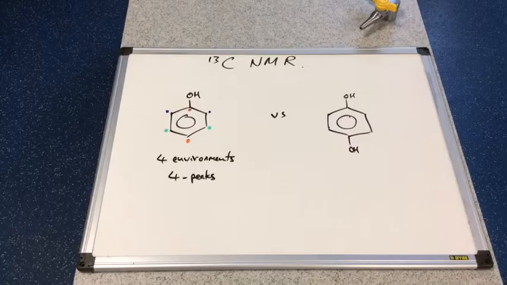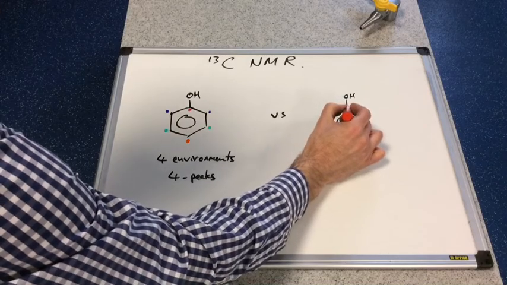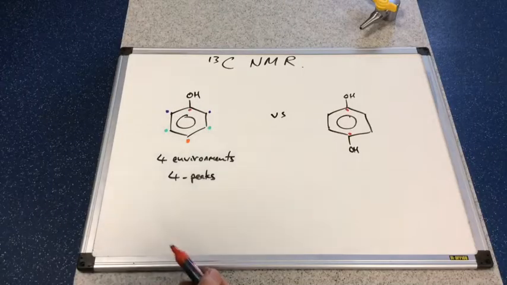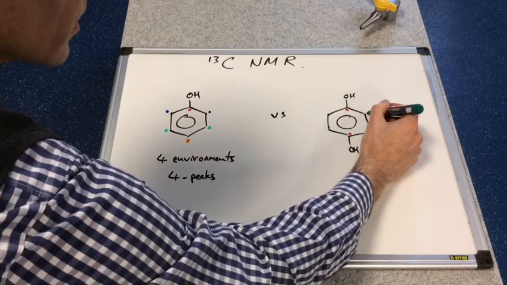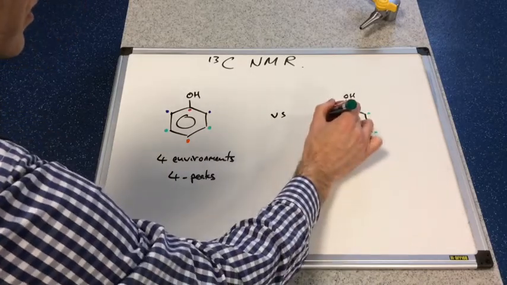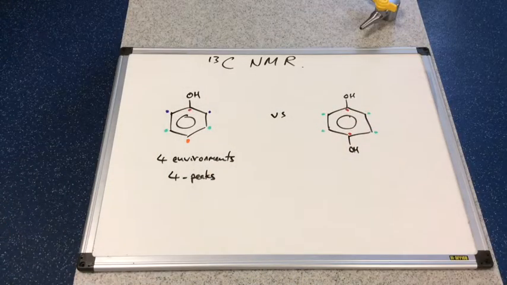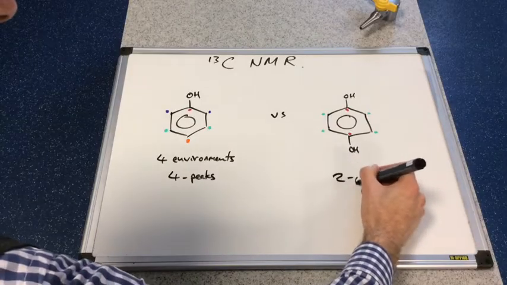The other one, the one on the right, well, we've got this environment here, but that is also equivalent. And then all of the other carbons are actually equivalent to each other. So you've only got 2 environments on that one, and so you'd only get 2 peaks in this one.